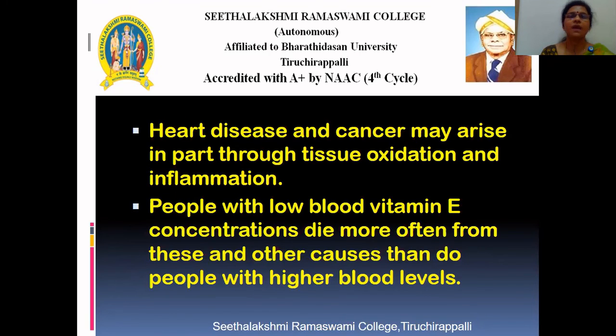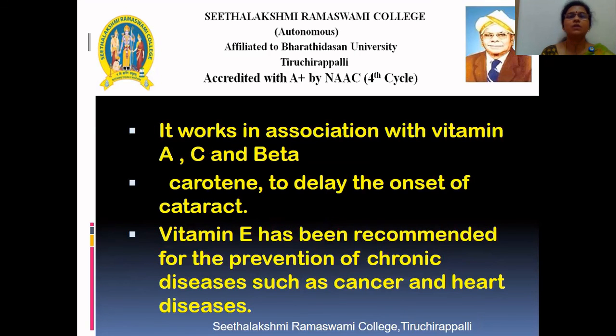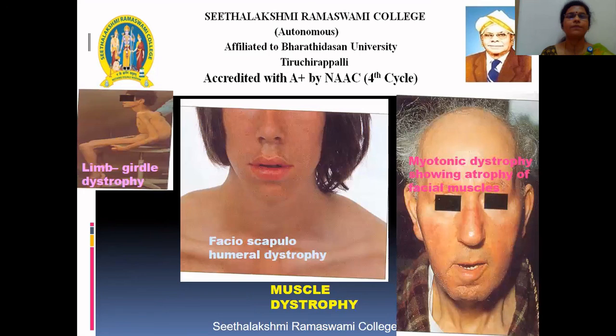Heart disease and cancer may arise in part through tissue oxidation and inflammation. People with low blood vitamin E concentrations die more often from these and other causes than do people with higher blood levels. It works in association with vitamin A, vitamin C, and beta carotene to delay the onset of cataract. Vitamin E has been recommended for the prevention of chronic diseases such as cancer and heart disease.